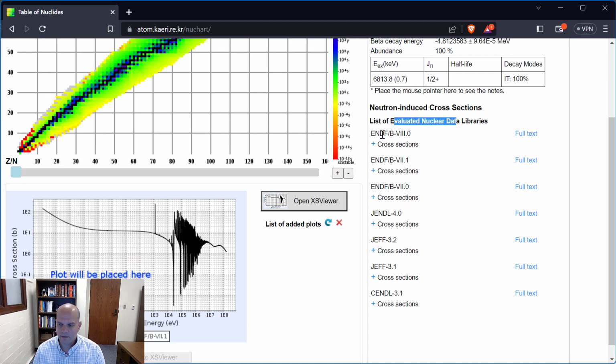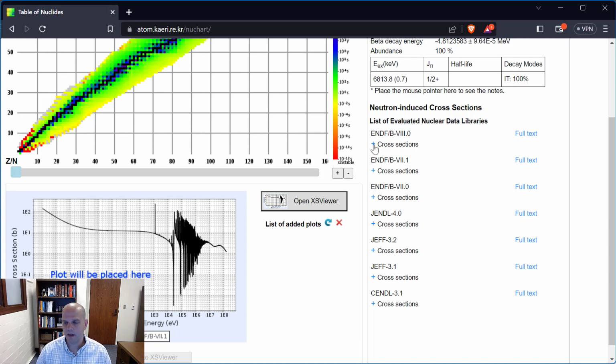And ENDF, evaluated nuclear data file, that's what this represents here. And so this down here, I believe this is the one from Japan. Each set of researchers from different countries that are doing these experiments to capture the cross-sections are going to publish their data and make it available to everyone else. So it's the same underlying data that you're going to see in all these different resources and tools, but I generally just use the most up-to-date version of ENDF, the ENDF files. So this is 8.0, 7.1, 7.0.